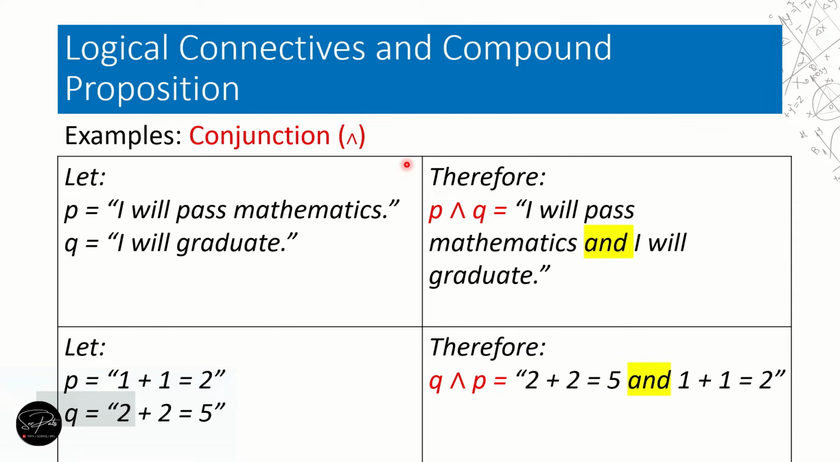Then we have conjunction. So second of the type of logical proposition is the conjunction, and conjunction is read as and. Example, we have here our proposition. So we have P is equal to I will pass the mathematics, and letter Q will be I will graduate.